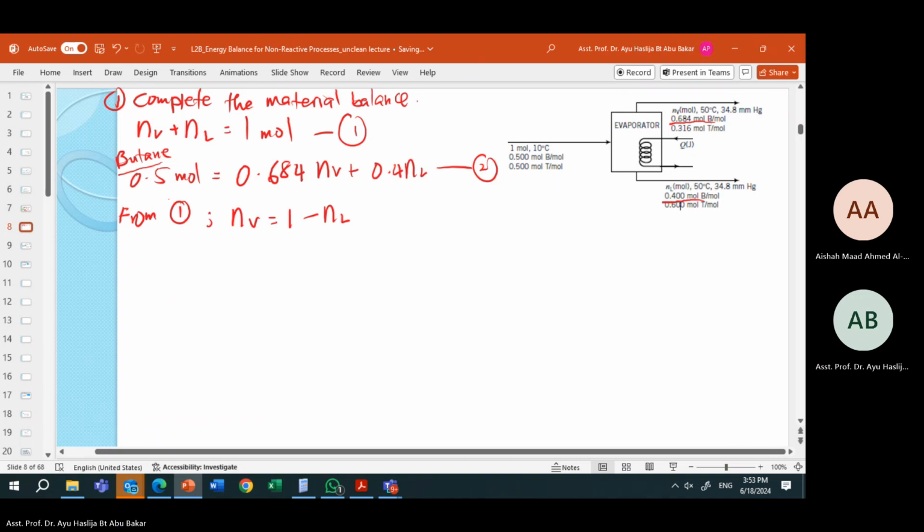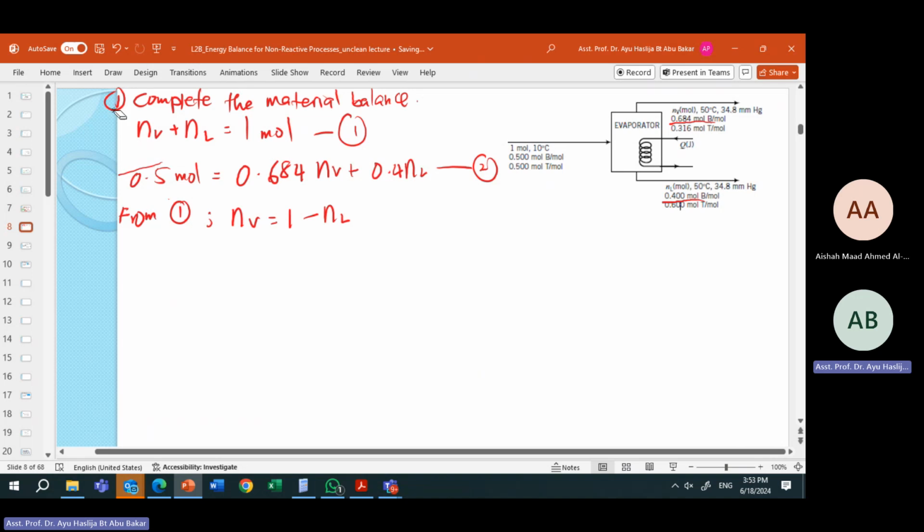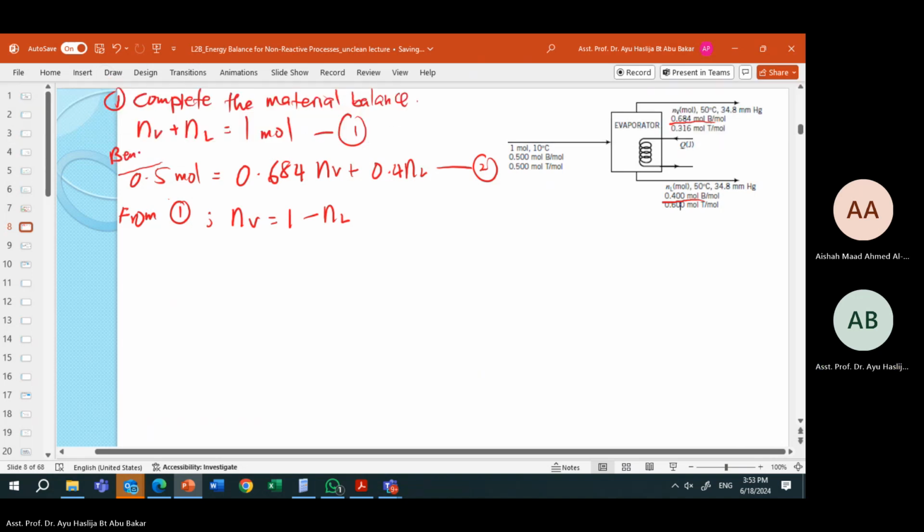Sorry, benzene. Not butane, sorry. Benzene and toluene, correct. Thank you for that. Now from here, we get the third equation. Now substitute 3 into 2. Subs 3 into 2.